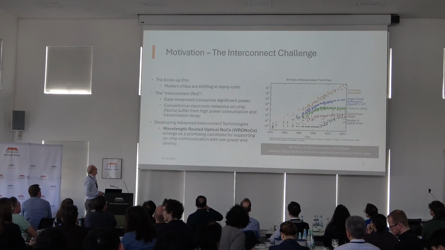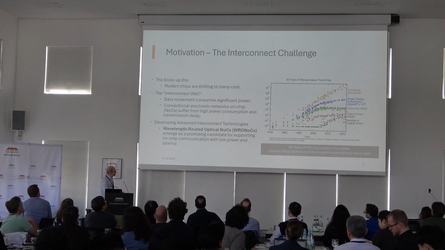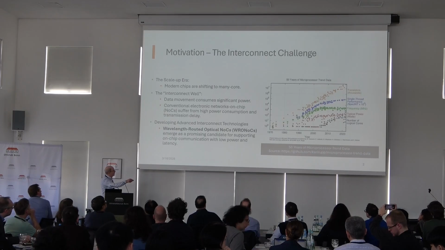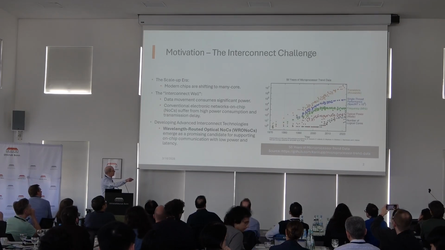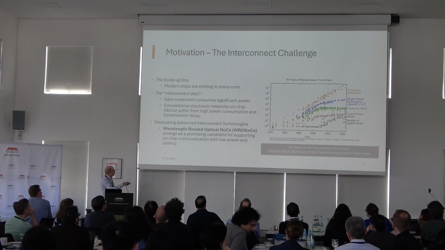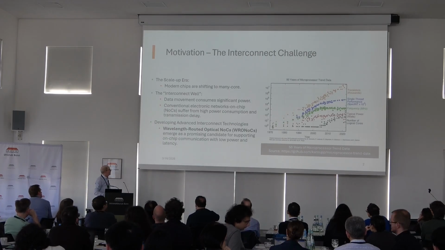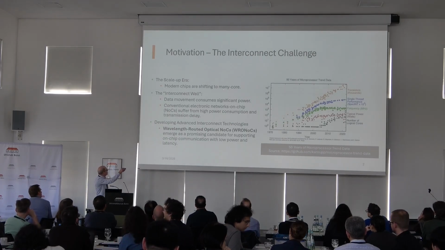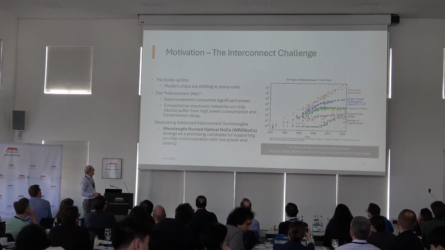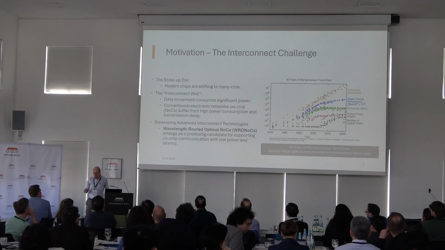Okay, so in terms of motivation, we've already seen such charts before. One thing I would like to highlight here: since about 20 years, the number of cores on chips starts increasing very significantly because we don't know what else to do with all the transistors we have available. So we are in the many-core and multi-core era, and the interconnect wall is starting to hit us.